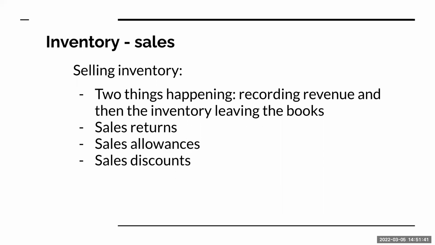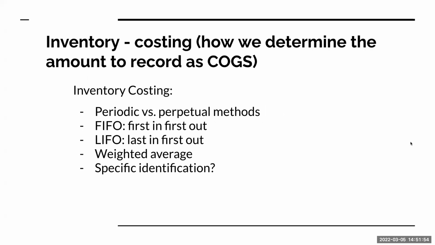We're also going to learn how to account for sales returns, sales allowances, and sales discounts. These are handled a little bit differently than purchase returns, purchase allowances, and purchase discounts, but it's kind of the same theory. Okay, and then we're going to get into some really fun stuff, which is going to be inventory costing. What exactly is that? Well, we're going to determine the dollar amount to record the cost of goods sold.